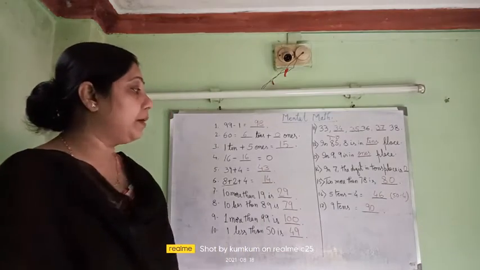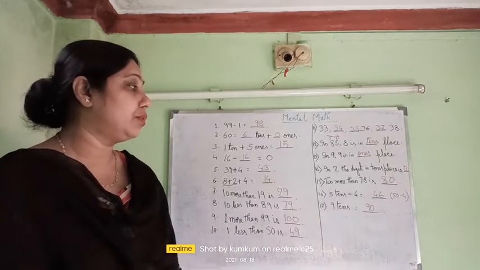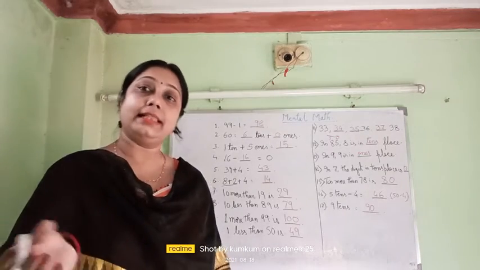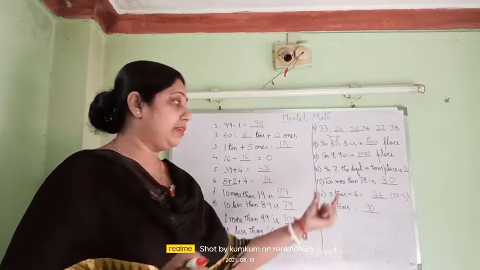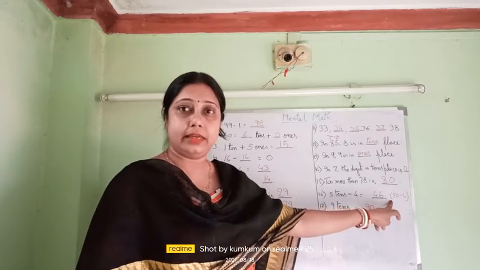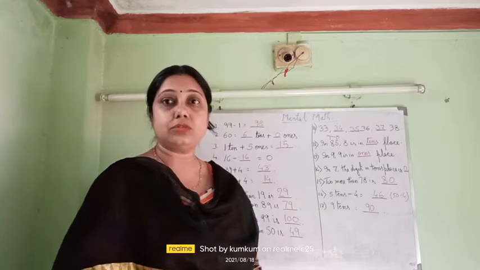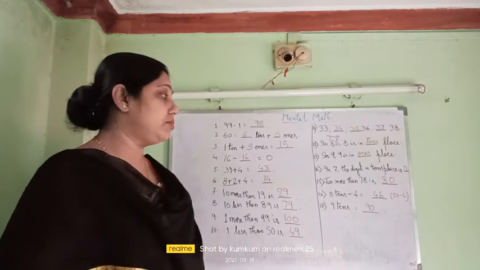A question may come, 5 tens minus 4, or 5 tens minus 2 tens equal to how much tens? Then the answer will come in tens. But if nothing is written here, afterwards or at last, that you have to write in tens, then you have to write the digit itself.